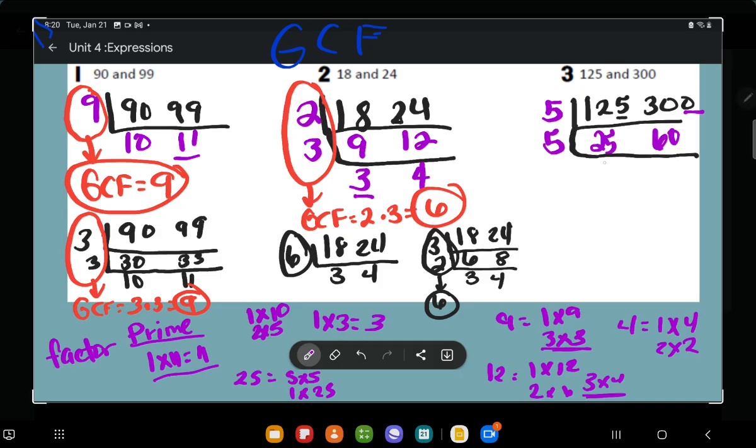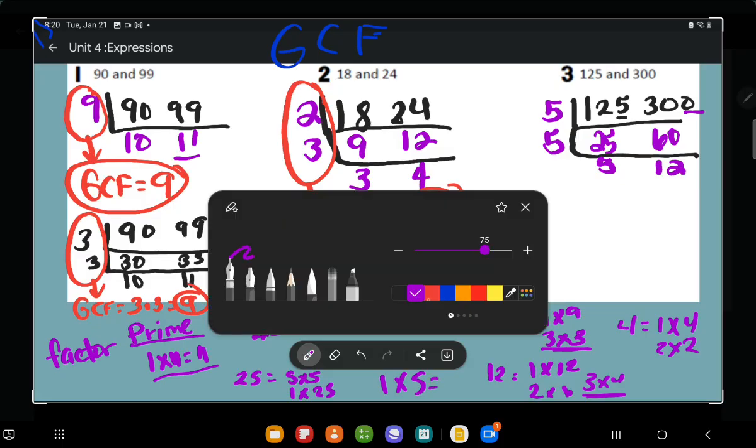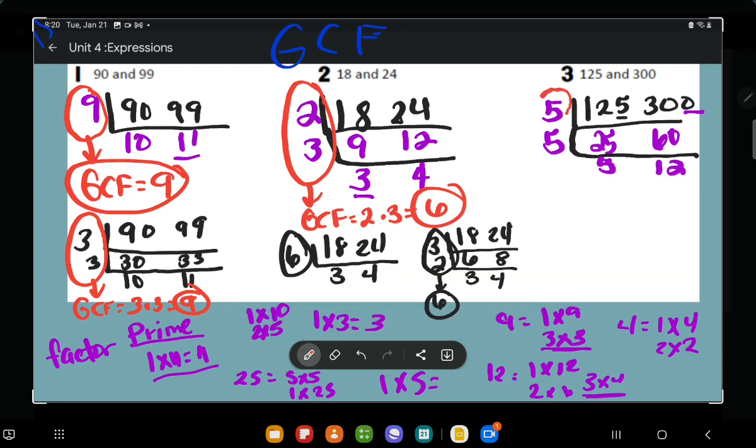So 25 divided by 5 is 5. 60 divided by 5 is 12. 5 is prime, because the only way to make 5 is 1 times 5. 12 is not prime. But since 5 is prime, we can stop. And then we're going to use the numbers on the side of my ladder to find the greatest common factor. And so I'm just going to multiply those two numbers together. 5 times 5 is 25. So the greatest common factor is 25.